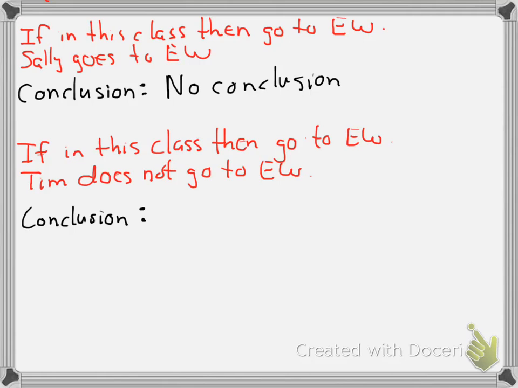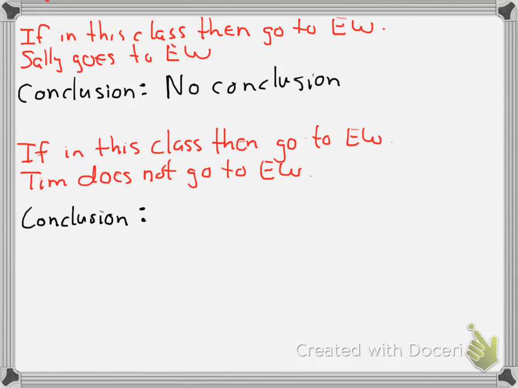In our last one here, it says, if you're in this class, then you go to Edgewood, and we're going to combine that with, Tim does not go to Edgewood. So pause it and see if you can draw a conclusion. Okay, back from the pause. Well, this time we actually can draw a conclusion. But it's not directly through detachment. Well, it's detachment combined with the contrapositive.